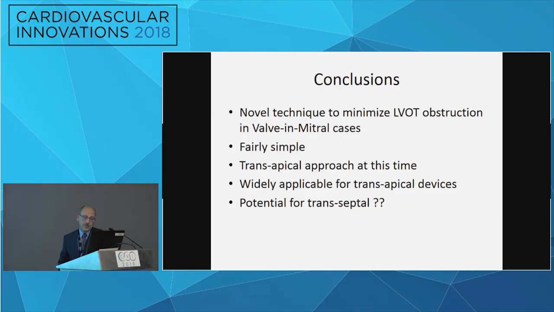So in conclusion, this is a novel technique, especially in transapical, to minimize LVOT obstruction in patients who are predisposed to this potential complication. It's a fairly simple approach, although it does need a little bit of dexterity in navigation of the needle.